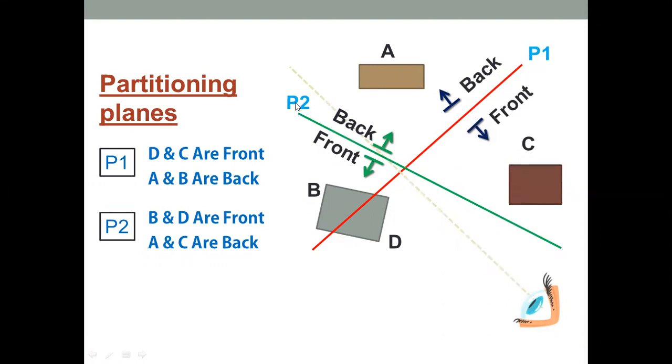Likewise, we use the P2 line for the purpose, and our viewpoint is going, and we made this plane as our first slide. So B and D are on the front side, and A and C are on the back side of the P2 plane.